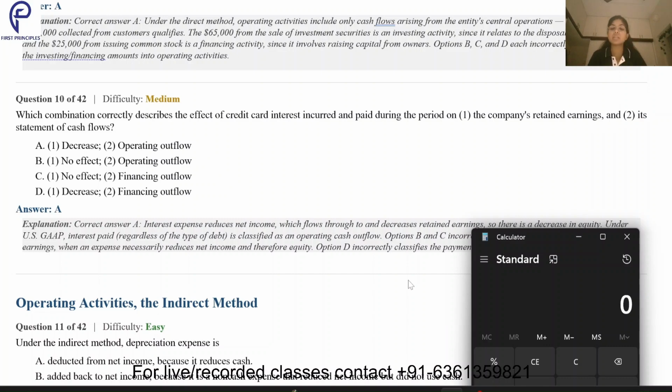Option C and D anyways is not my correct answer. Why? Because interest paid and received is classified as an operating activity. So this is my operating outflow. Now what is the impact on retained earnings?